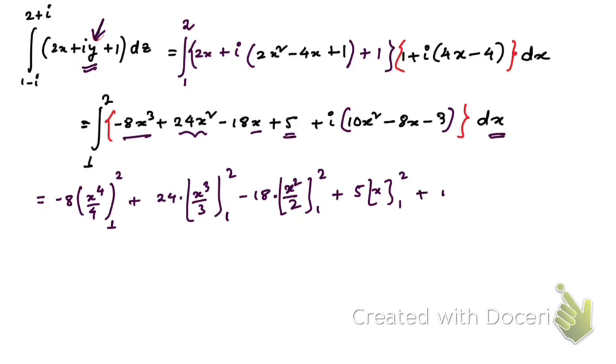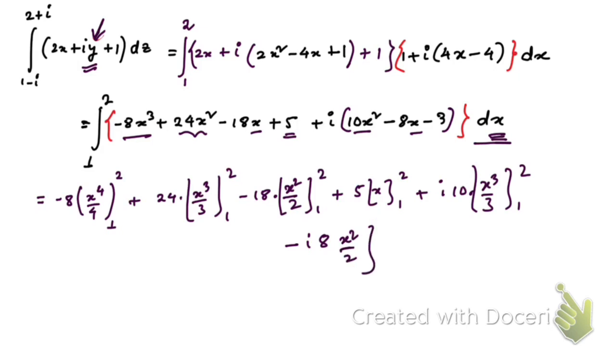Then plus i into 10x square dx. So that's going to be 10 x cubed by 3, integrated again from 1 to 2. Then minus i into 8x dx, sorry, i into 8 and x dx. If you integrate it, x square by 2, then from 1 to 2. Then minus 3, here i into 3, right, dx. If you integrate dx, that's going to be x simply, so we are integrating from 1 to 2, right? So hope you have understood this.